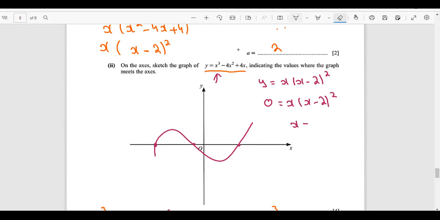So from this, x is equal to 0 and x minus 2 squared is 0. Okay. So what exactly does this mean? If x minus 2 squared is 0, it means we would be having two values at this point, right? So x is 0, x is 2, and it is 2. So basically these are my three values.